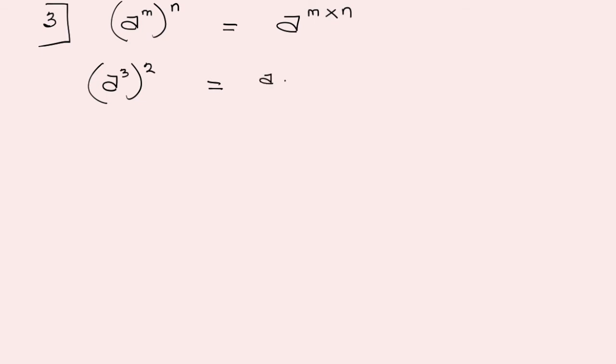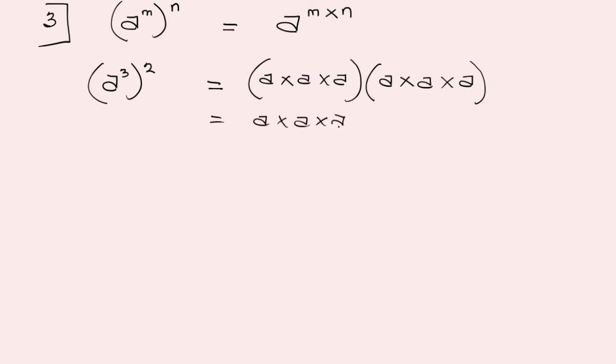So a cubed is a times a times a. Now if we square this, that means we're multiplying it by itself, a times a times a. If you write this expression out as a whole, what you have is a times a times a multiplied by a times a times a. And that's going to be 1, 2, 3, 4, 5, 6, equal to a raised to power 6.